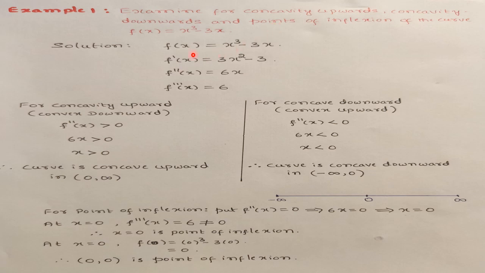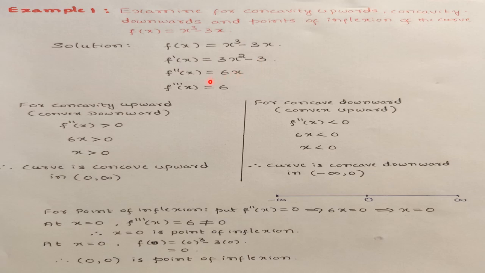Okay. Here, differentiation of f of x. First differentiate this with respect to x. You will get x cube differentiation is 3x square, minus 3x differentiation is 3. Again differentiating this with respect to x, you will get 3x square differentiation is 6 times x. Here 3 differentiation is 0.